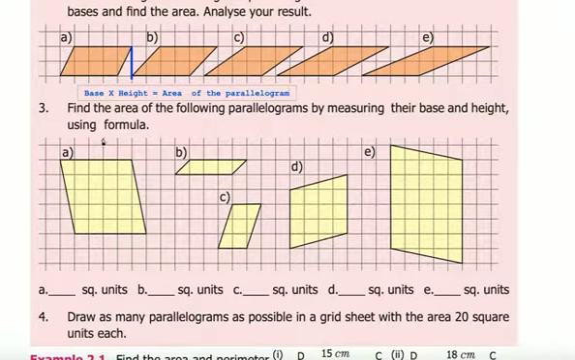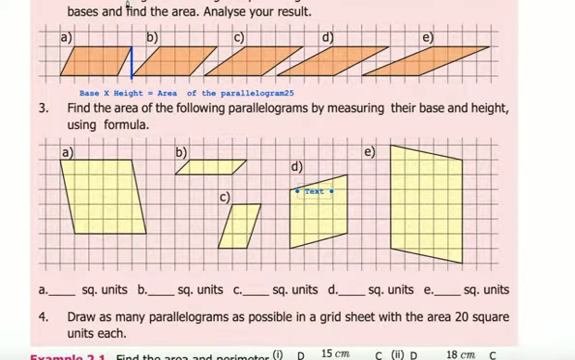Fine. Now let me find the height of this parallelogram. 1, 2, 3, 4, 5. 5 units is the height. What about the base? 1, 2, 3, 4, 5. Surprisingly, the base is also 5 units. So what about area? See the formula, base into height. 5 into 5 is 25.